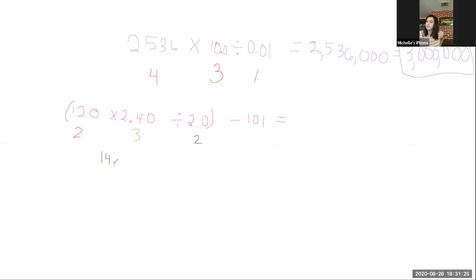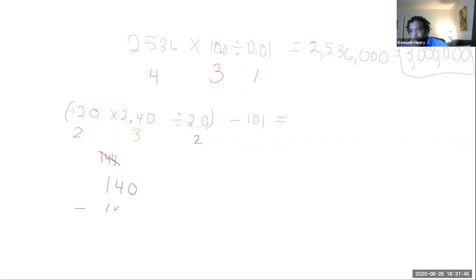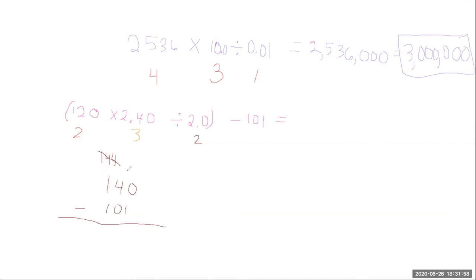Well, you convert it into 144. No, 144. What would be the answer if we took the sig figs into account? 140. 140, okay. So 140 minus. Okay, so where would I draw my line? After the 4.